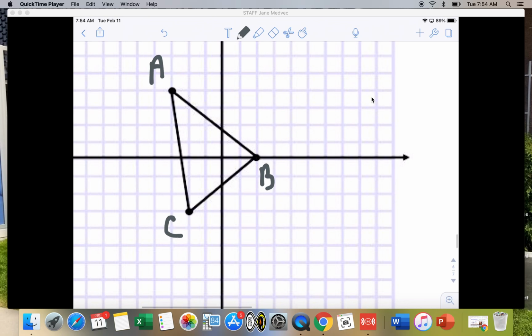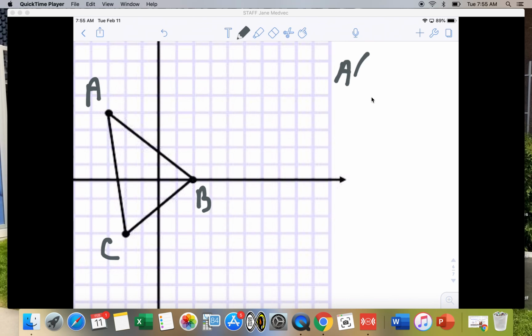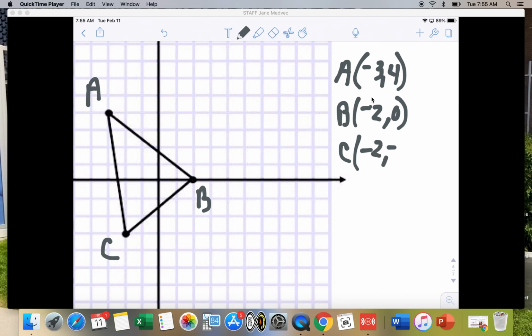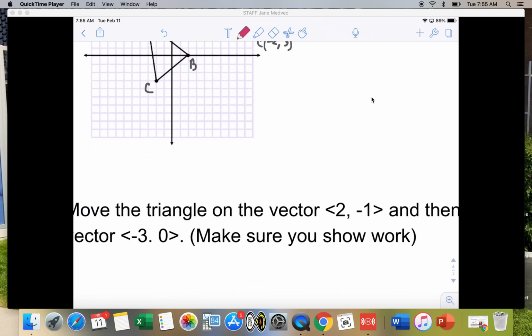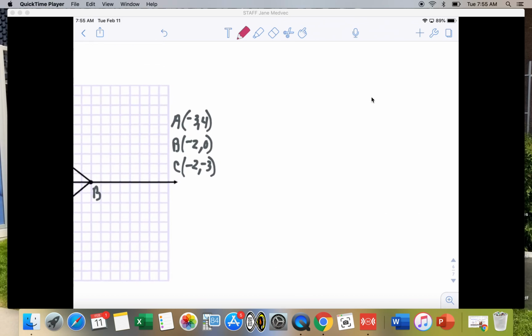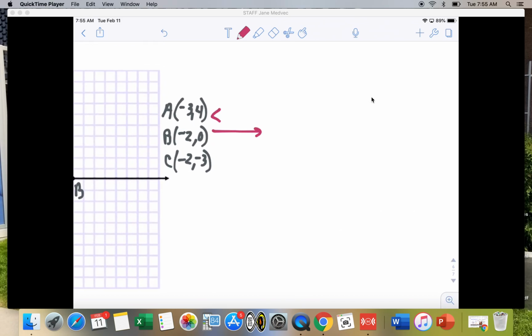And then what I'm going to do is come off to the side here and go, okay, A is -3, up 4. So (-3, 4). My B is (-2, 0). And then my C, I'm going to make (-2, -3). Like that. Okay? So now what I'm going to do is take this vector that they have down here and move it. So I'm going to come over here, I'm going to do my arrow. I'm going to go (2, -1). Okay.